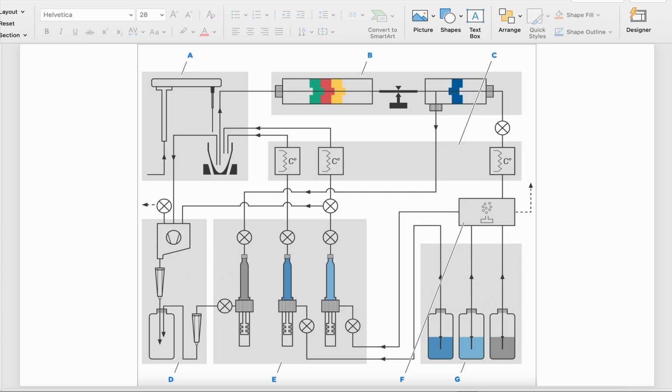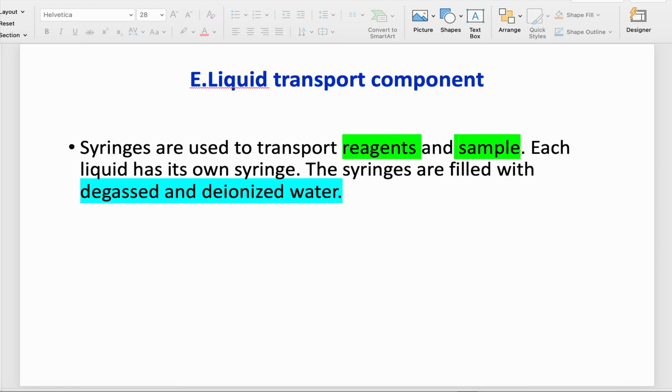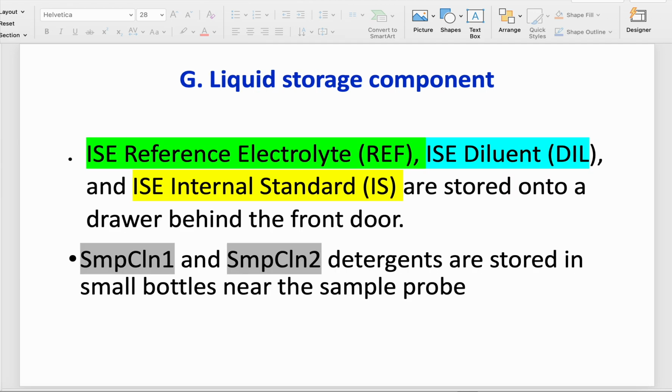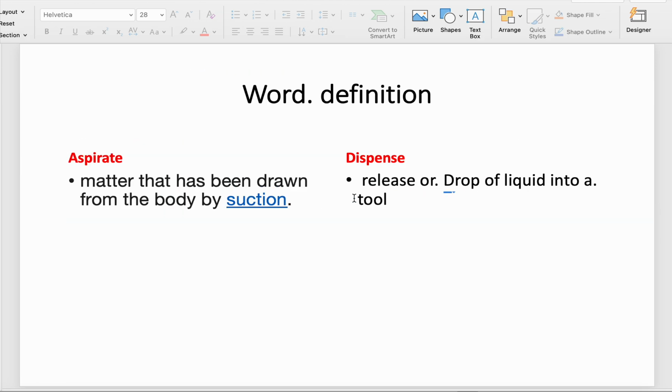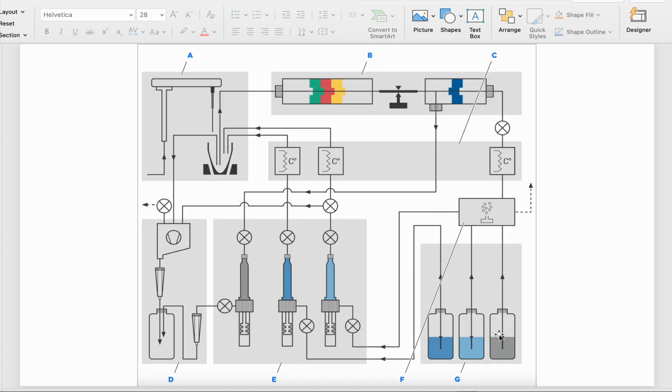We'll go next to the storage, and the degassing I talked about. So liquid storage: reference, diluent, and internal standard. The standard goes here, and the diluent goes here to the syringe and then all the way to the mixing. The standard also goes to the standard syringe and then to the mixing.